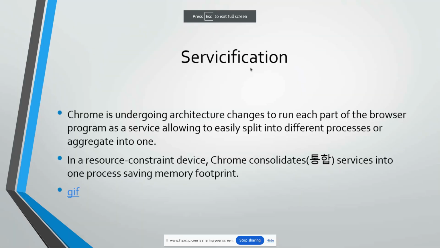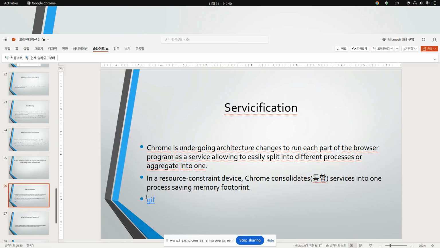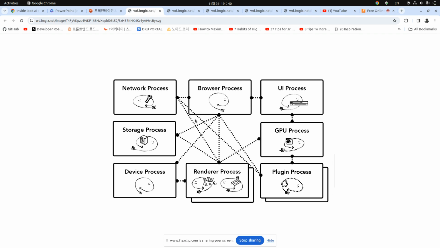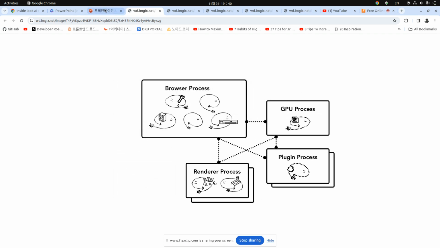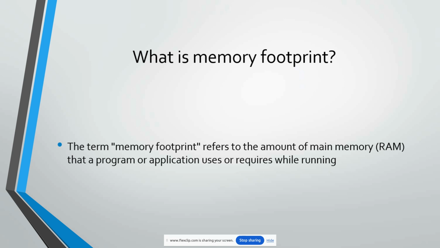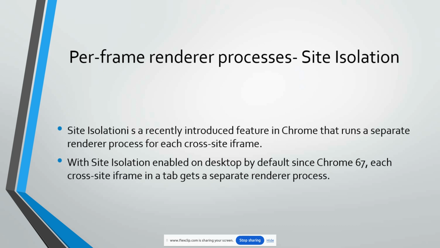The other one is servicification. So what is servicification? You saw there are a lot of processes, right? But on constrained devices, Chrome has to handle a lot of processes, and that could cause a lot of issues. So it consolidates the services to save memory footprint. So in this example, there were a lot of processes, but it just combines them, to save the memory footprint. What is memory footprint again? Memory footprint refers to the amount of main memory that a program or application uses while it's running. So that means we're just saving memory while running on the RAM.